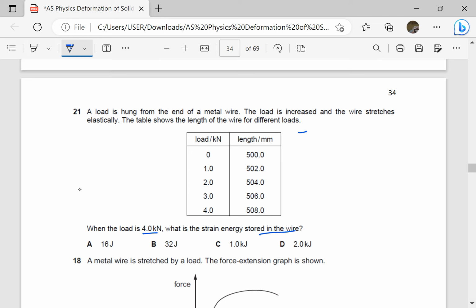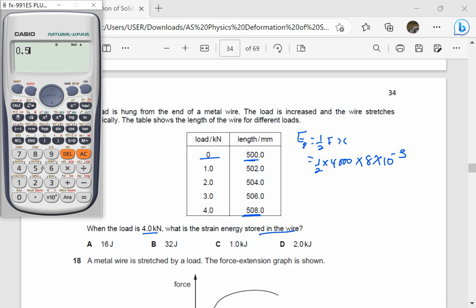So we know energy is going to be equal to a half Fx. That is the strain energy. So this will be a half. The load is 4 kilonewtons, that is 4,000. Then x. X will be 508 minus 500 because when there is no load, the length is 500. So the extension is 8 millimeters. So it is 8 times 10 power negative 3.